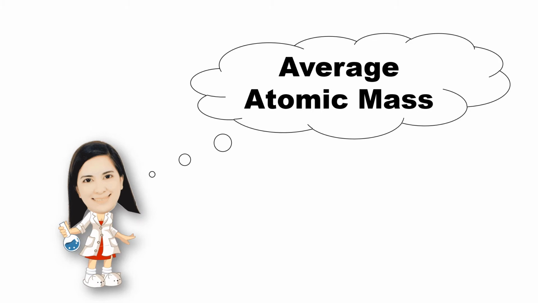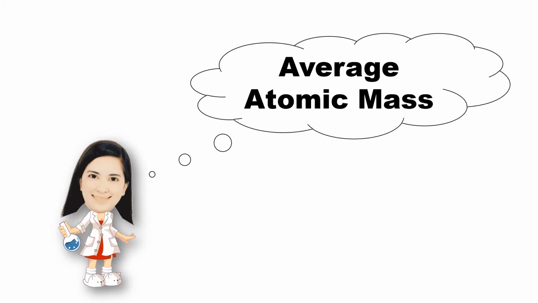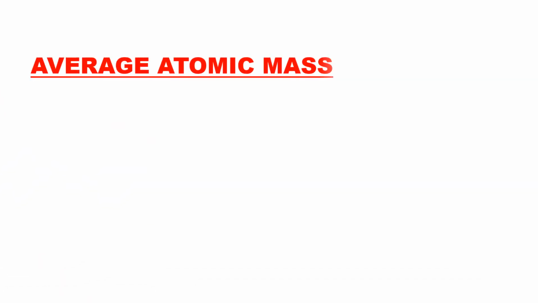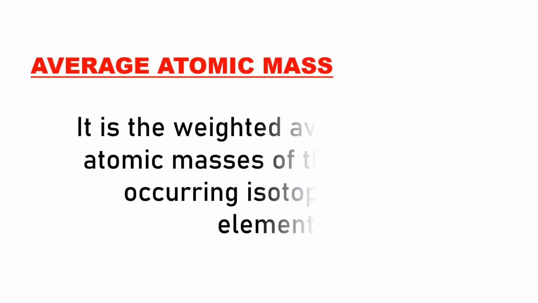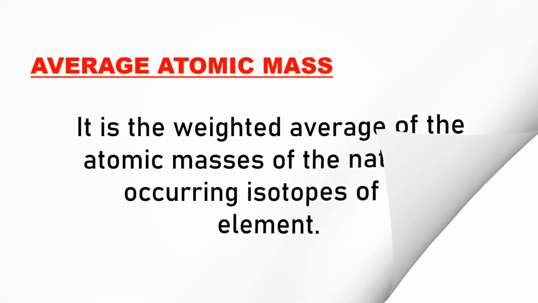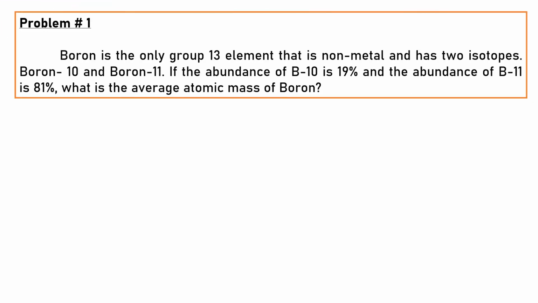So, since we are done with the introduction of isotopes, let us now continue focusing on the calculation of average atomic mass. Average atomic mass is simply defined as the weighted average of the atomic masses of all naturally occurring isotopes of an element. So let us have problem number 1.